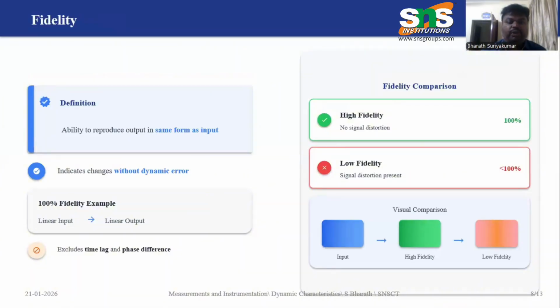The ability to produce or reproduce output in the same form as the input is called fidelity. Fidelity indicates the changes without dynamic error. An example of 100% fidelity is a linear input and a linear output. Whatever change in the input corresponds to a change in the output. This excludes time lag and phase difference. The difference between high fidelity and low fidelity is shown over here.